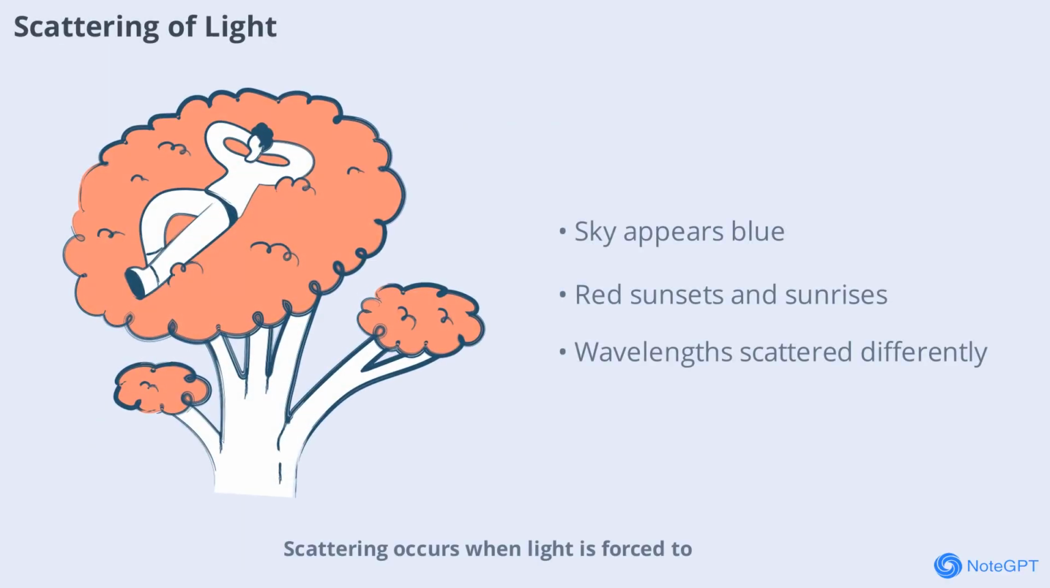Scattering occurs when light is forced to change direction by particles in the atmosphere. This is why the sky appears blue during the day and red during sunrise and sunset. Shorter wavelengths, blue, are scattered more than longer wavelengths, red, giving the sky its characteristic colors. Scattering helps explain many natural phenomena we observe every day.